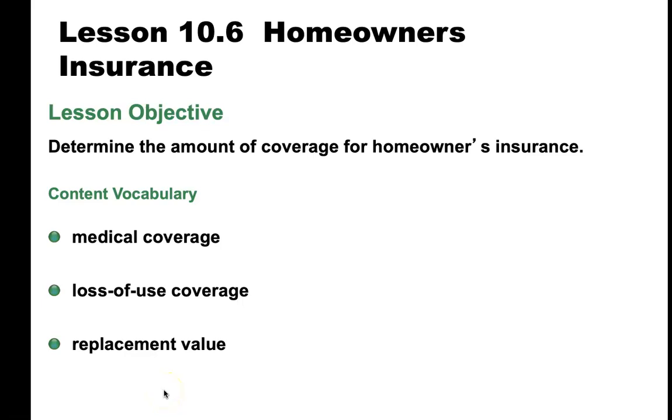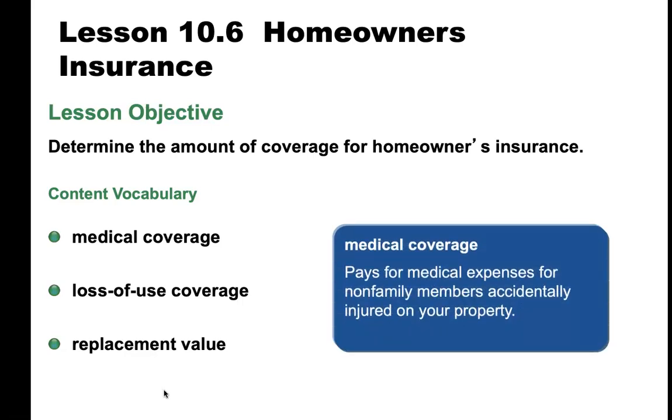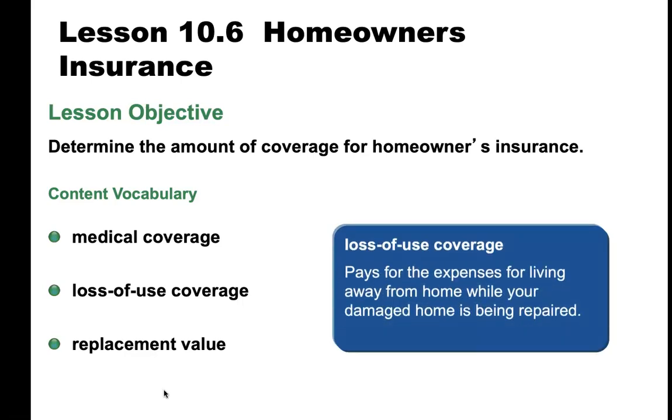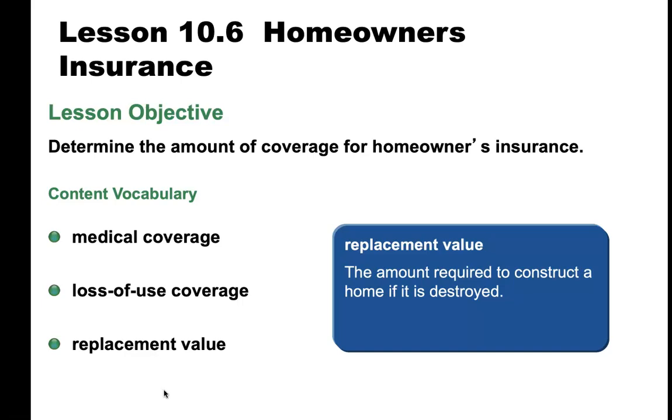So 10.6, we're going to talk about homeowners insurance. When you own a home, you get insurance. This lesson talks about the coverage of that insurance, not what kind of insurance you can get. Medical coverage pays for medical expenses. Loss of use means if your house needs to be repaired, it covers the cost for you to live somewhere else until it's repaired. And replacement value is the amount required to construct a home if yours is destroyed.